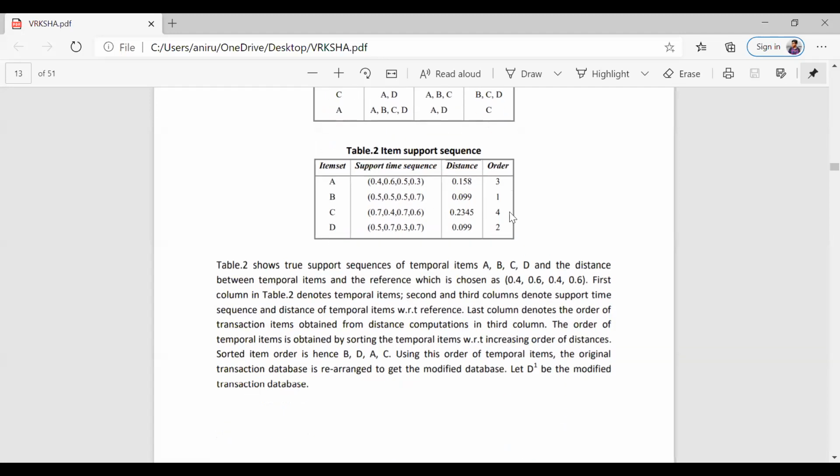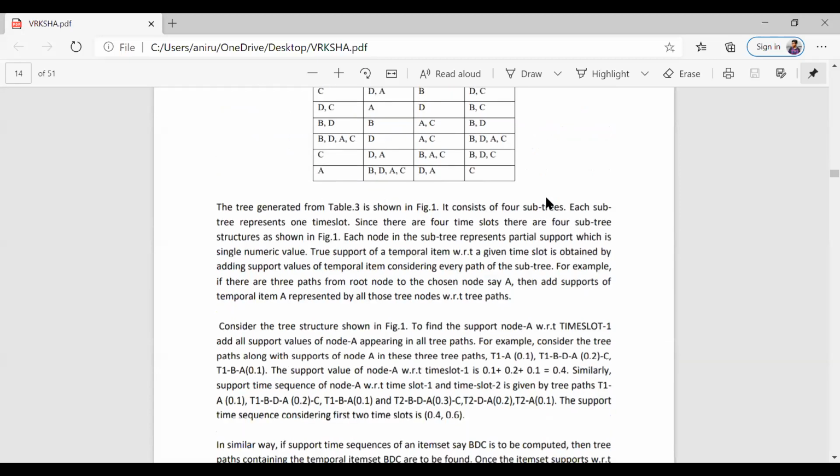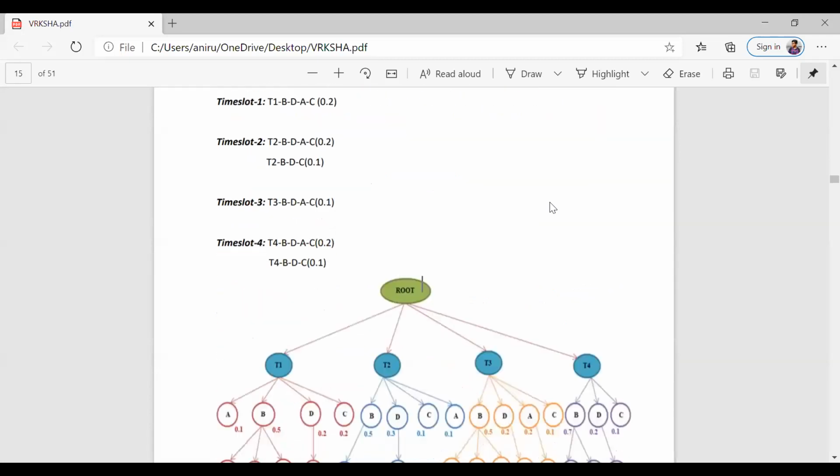Then we calculate the distance between our reference sequence and the particular item set that we are trying to analyze. From that we find the nearest, and there are multiple steps further to it. Like we construct a tree like this.